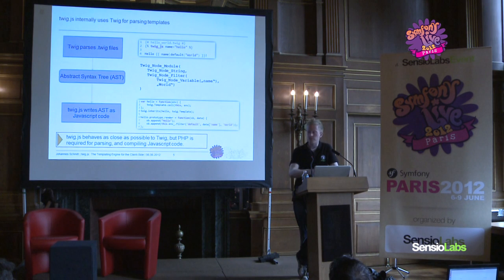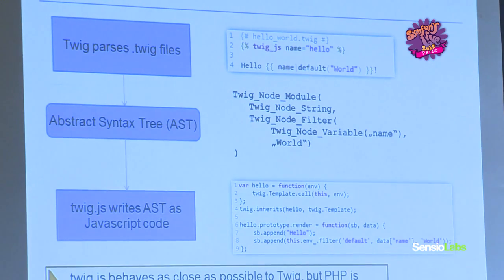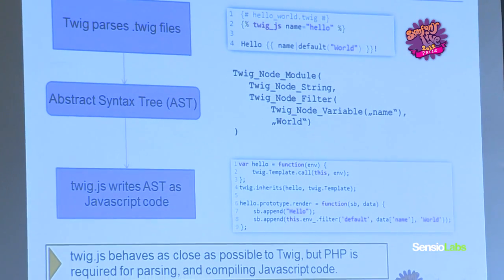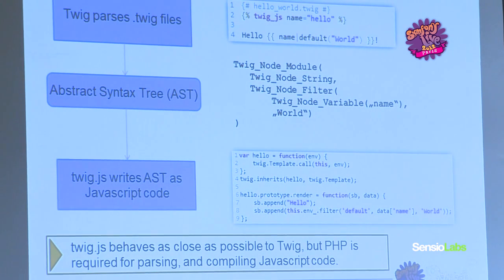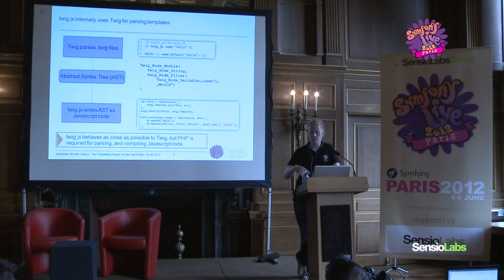So basically, we start with a template, what you see at the top. That's a normal Twig template. The only thing that's different here is that we use the twig.js tag, and that's basically telling the compiler internally how it should name the function for the template. Basically, in JavaScript, everything is a function, so that's the name of the function that we get at the end. What it does, it uses Twig to parse that code and to transform it into what you see as an AST.